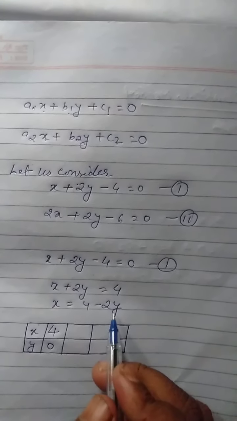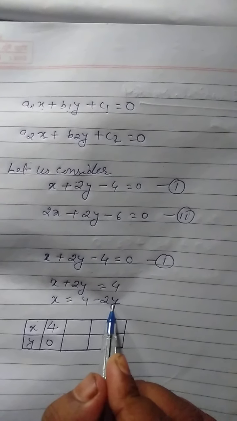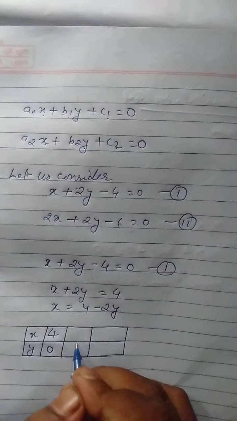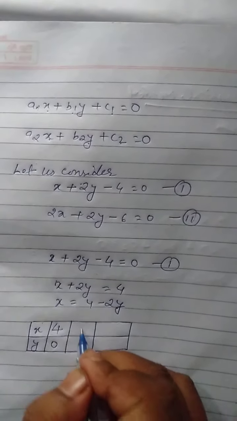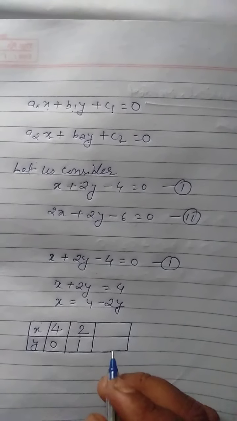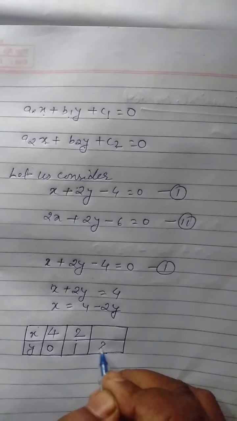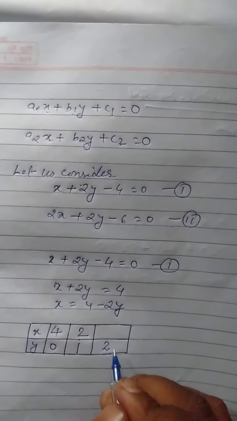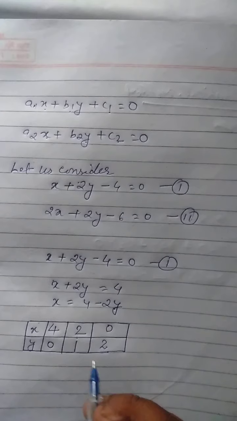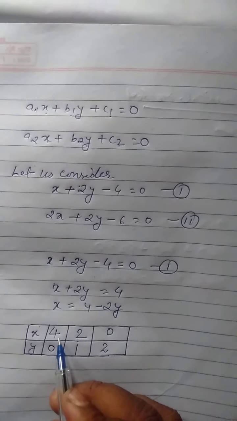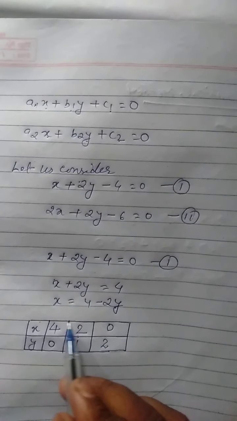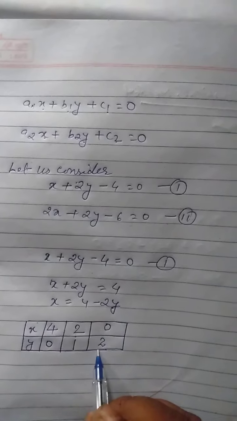Similarly, when we put y is equal to 1, then the value of x will be 2. Similarly, if you put y is equal to 2, then the value of x will be 0. Therefore, the three solutions of equation first are mentioned in the given table.